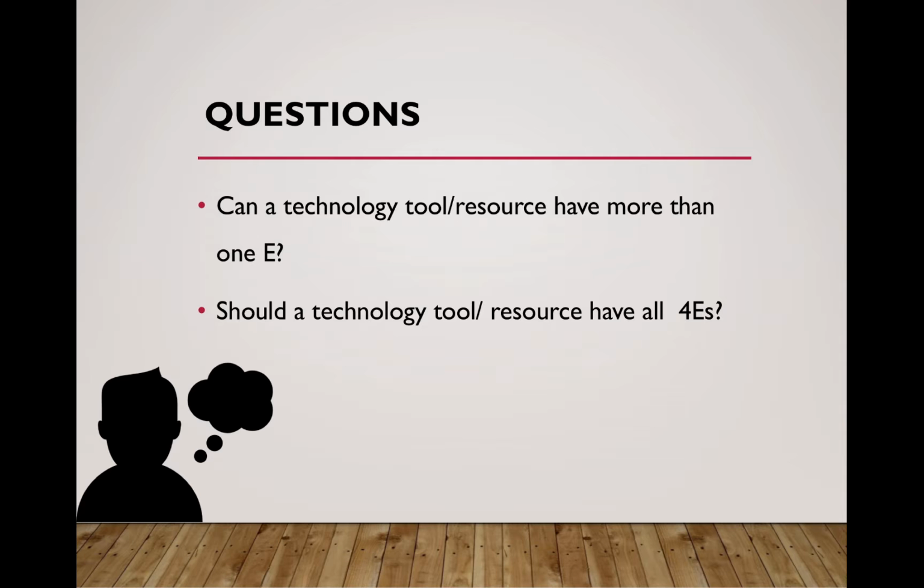But that second one, should a technology tool or resource have all 4 E's or have multiple ones? And I would say the answer to that is not necessarily. Maybe a tool is just really, really engaging for students and it helps them get excited. That's great. Maybe another tool is just really, really efficient and it saves a ton of time compared to what you would be doing otherwise. That's totally fine too. So while technology tools can meet more than one of these E's, they don't necessarily have to. And that's not necessarily a bad thing either.